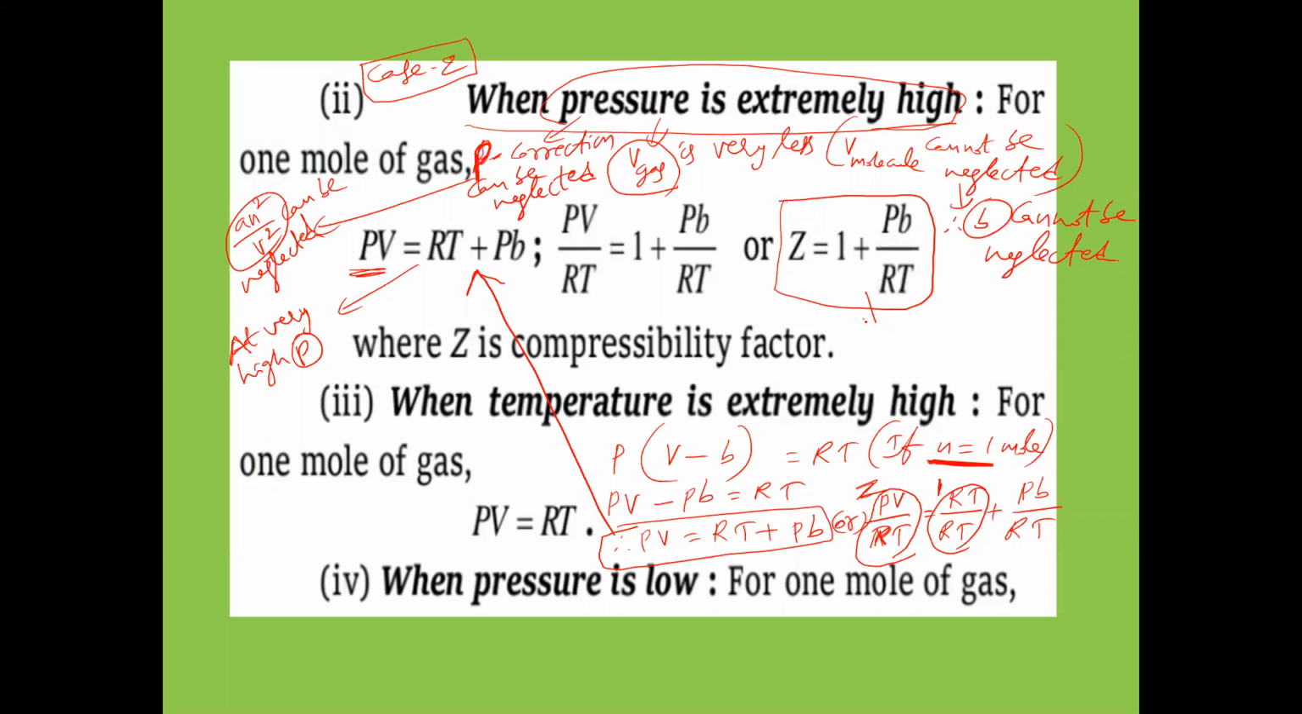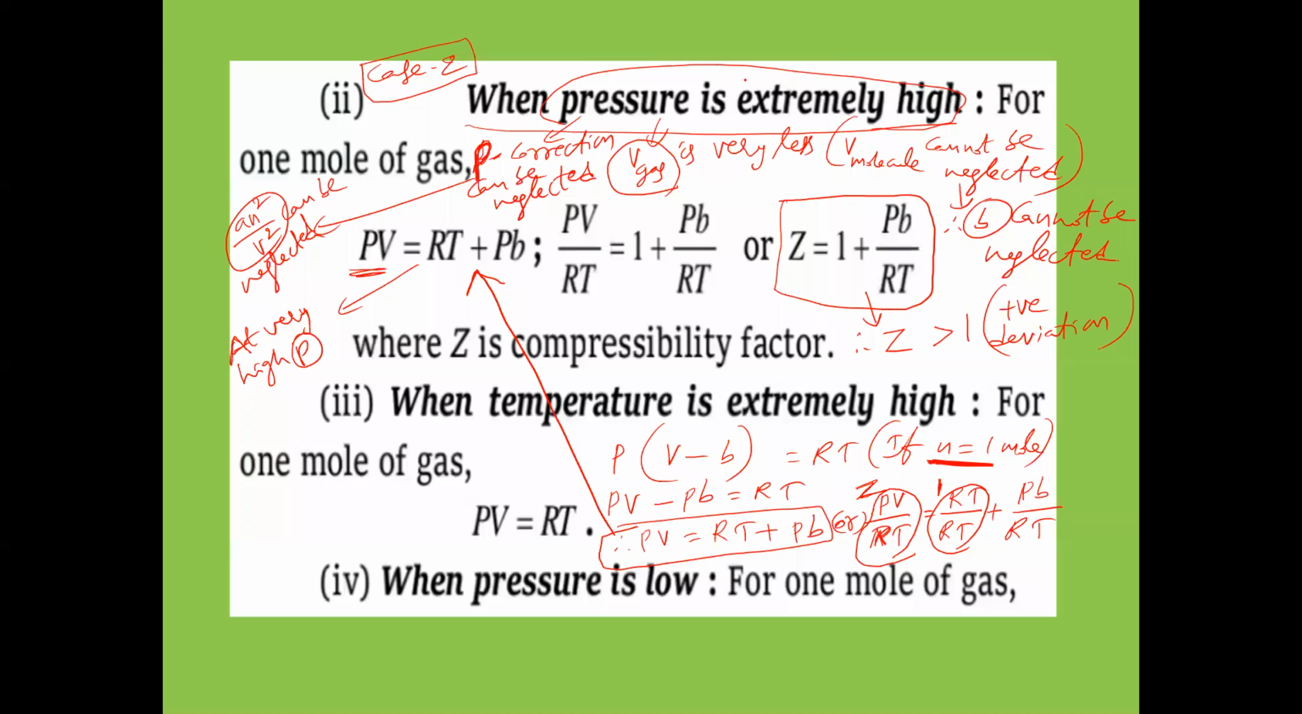That means what now? Z is greater than 1 or less than 1? Therefore, Z value is greater than 1. Okay, 1 plus something is there na here. So Z value will be greater than 1. Z value greater than 1 means, is it positive deviation or negative deviation? It is positive deviation from ideal behavior. So Z value greater than 1 indicates the gas exhibits positive deviation from ideal behavior.